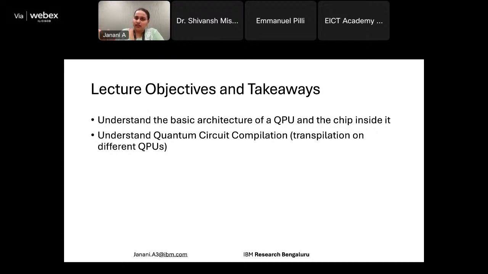And the second part of the lecture, I hope everybody gets to understand the basics of quantum circuit compilation, or as we call it, transpilation on different QPUs. So basically, why is quantum circuit compilation not just necessary, it's a must, it's an absolute? Without it, you cannot really think very deeply about how you're going to implement a quantum algorithm on a quantum computer. And we will discuss why, specifically in the context of whatever algorithms you might have learned so far in this course.